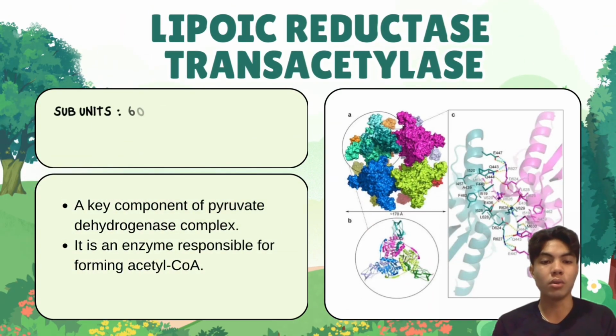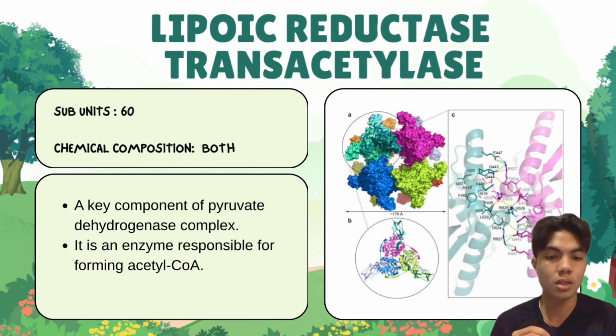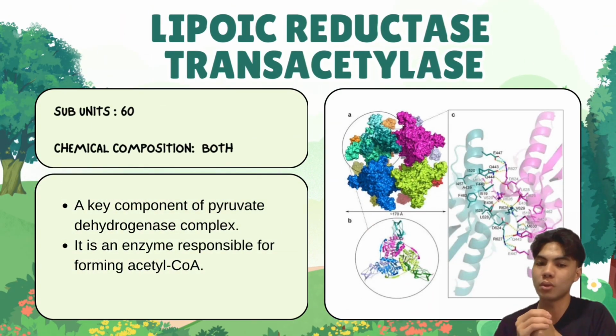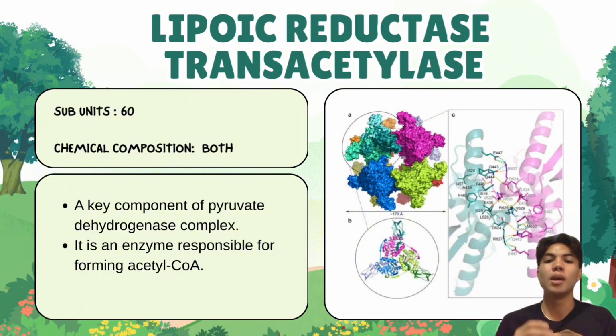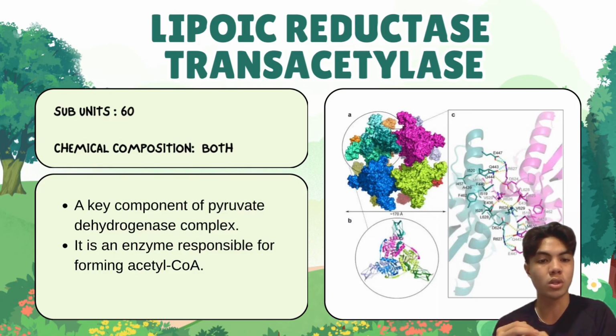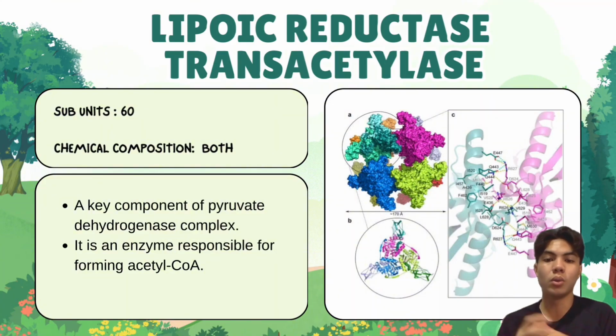Lipoic reductase transacetylase is composed of 60 protein subunits and is the key component of the pyruvate dehydrogenase complex. It's an enzyme responsible for forming acetyl-CoA, which is used in later processes such as the Krebs cycle. In other words, it is essential for cellular energy production.